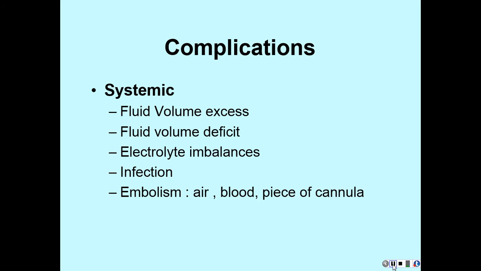Okay. You may have embolism, and it may be anything. It may be air. That's why we prime our tubing. It may be a blood clot, or it may be actually a piece of the IV cannula that breaks off, and I'll show you a picture of that here in a minute. Okay. And then your patient can always have an allergic reaction to anything we give them. Okay. So those are your systemic or body-wide type problems.